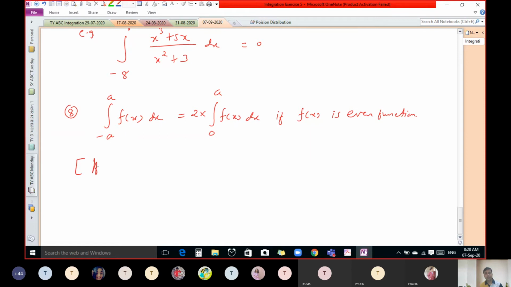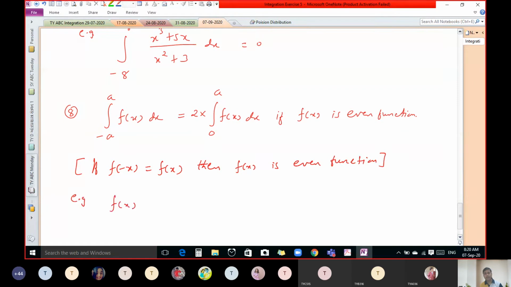So if f of minus x equal to f of x, same, if you put x equal to minus x, and if we get the same function, then function f of x is even function. That is the definition of even function. Let us take one small example.